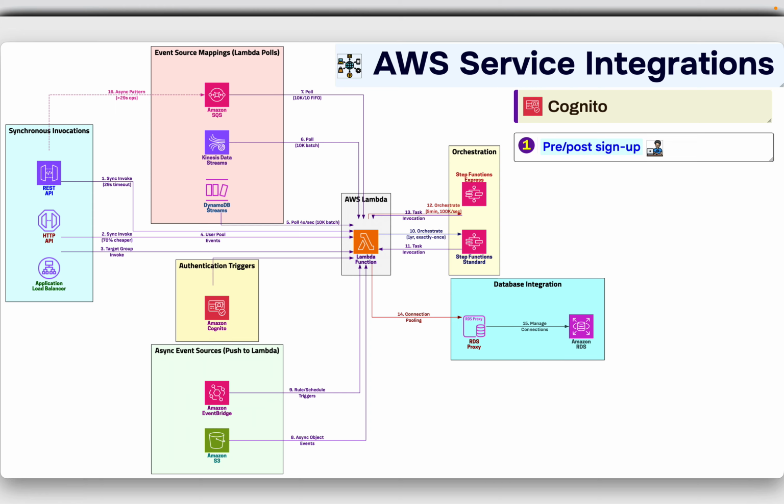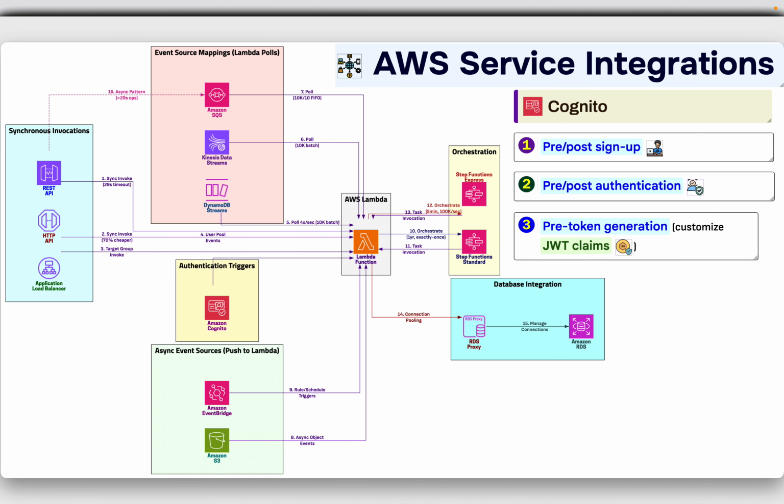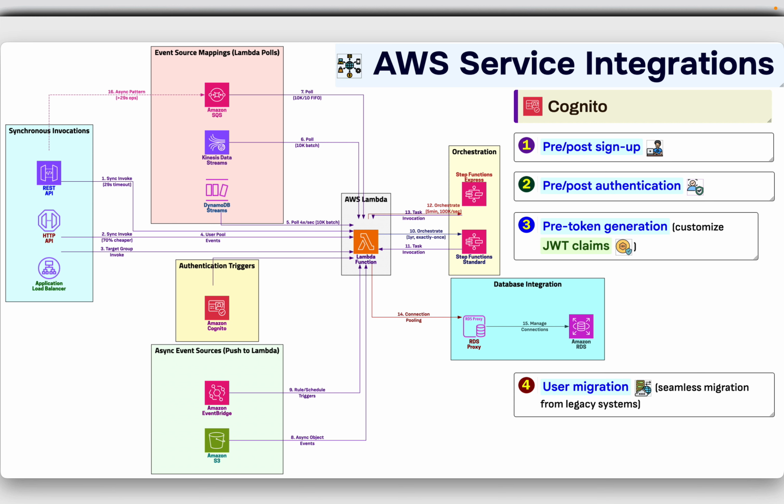Next, we have Cognito. So Cognito can trigger Lambda for pre and post sign-up events. Cognito can trigger Lambda for pre and post authentication events. Pre-token generation triggers will let you customize JWT, which is JSON Web Token claims before tokens are issued. User migration triggers allow seamless migration from legacy systems to Cognito. Custom auth challenges will let you implement your own authentication logic using Lambda.